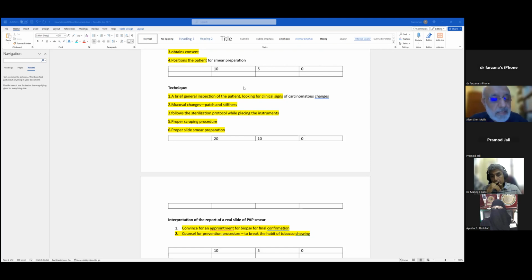Yeah, that's why I was saying that each station has to be a complete and independent station. Although they are linked, each station has a different focus. Now the OSCEs are being used in postgraduate as well. Even the College of Physicians and Surgeons is using TOACS, which is of course an OSCE.